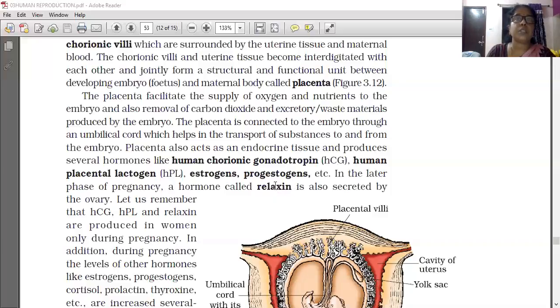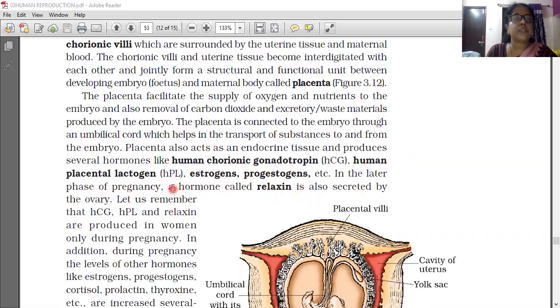Four hormones. This current year, this question is asked: which are the hormones produced by the placenta? Human chorionic gonadotropin, human placental lactogen, estrogen, progesterone. Four hormones. Which are the four hormones? Human chorionic gonadotropin, human placental lactogen, estrogens, progesterone.